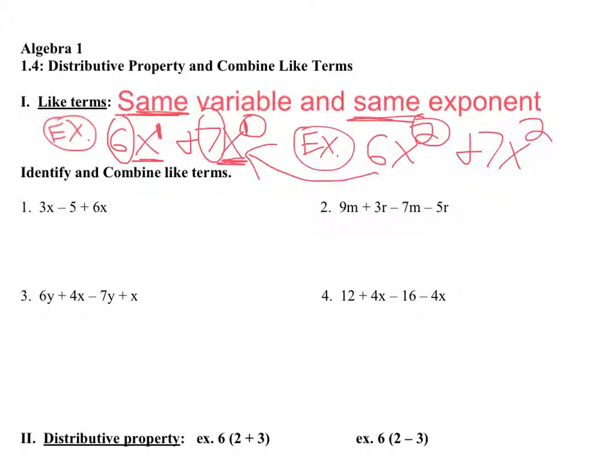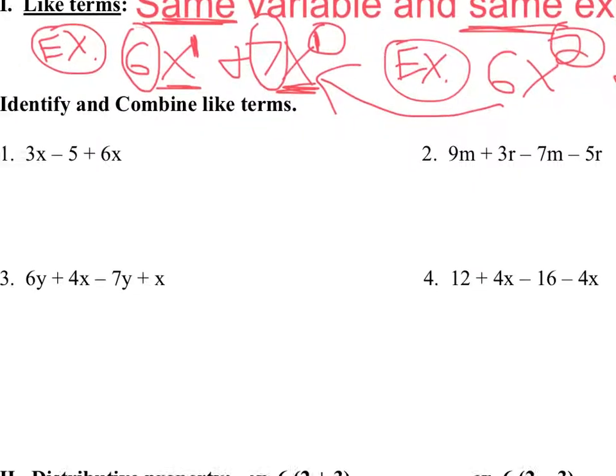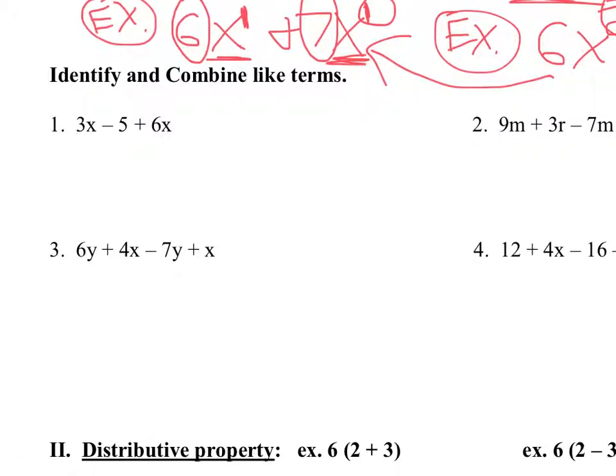Let's do 1 and 2. So we're going to identify and combine the like terms. I'm going to zoom in here to number 1. If I look at number 1, 3x minus 5 plus 6x, if we just identify the like terms, you ask yourself, which terms look similar? Well, the 6x and the 3x, because they have the same variable x, and it's just x, or it's like saying x to the first.